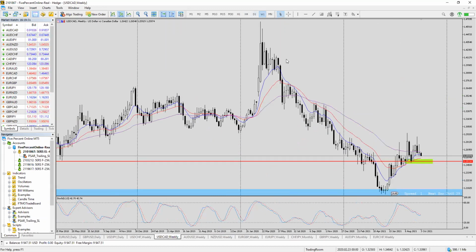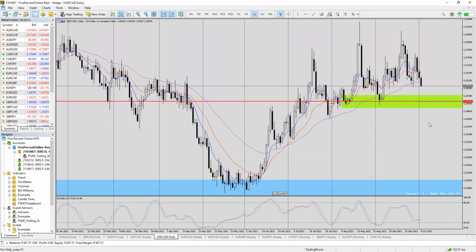On the long term, it's kind of stuck in between the moving averages. I would wait for it either to find some support around the previous demand and this 21 moving average, or start going again either higher or lower in a clearer trend. So that's for dollar CAD.